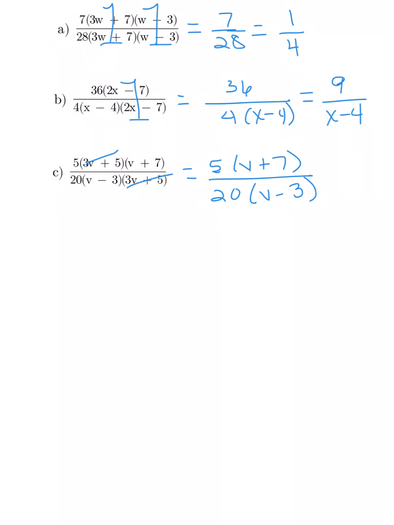These do not. But the plain numbers, 5 and 20, both divide by 5. So 5 divided by 5 is 1. If you wish, you can write it down, but you don't need to. And then on the bottom, 20 divided by 5 is 4 times the v minus 3. And that is your simplified version of that expression.